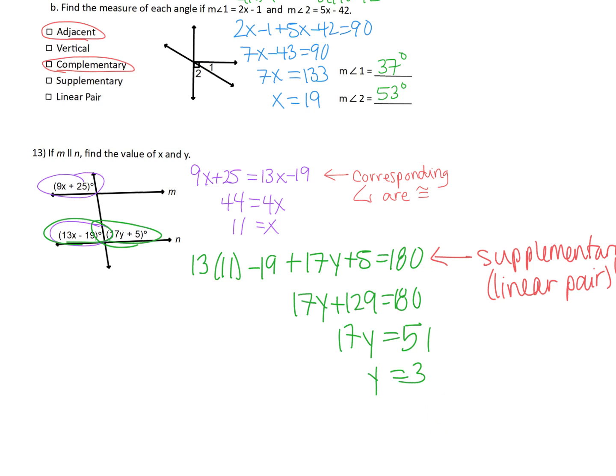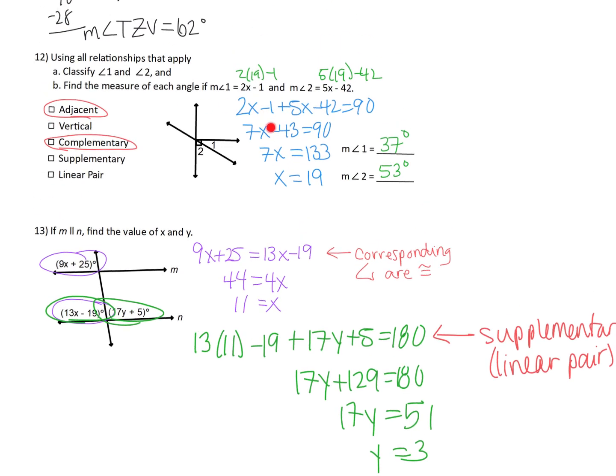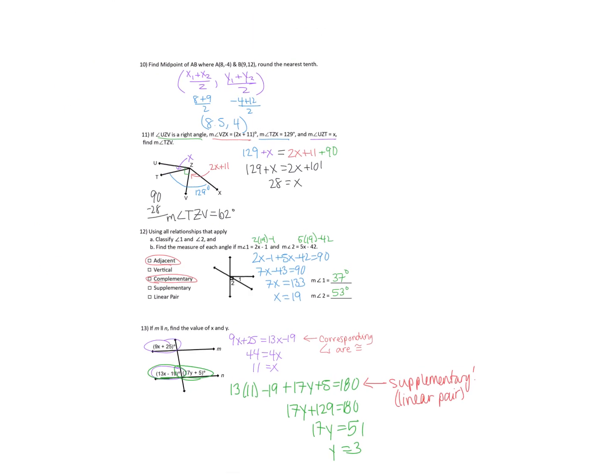So corresponding angles are congruent. Supplementary angles are linear pairs, add to equal 180. And then up top here in number 12, complementary angles add to equal 90. So those are just some of these angle relationships here.